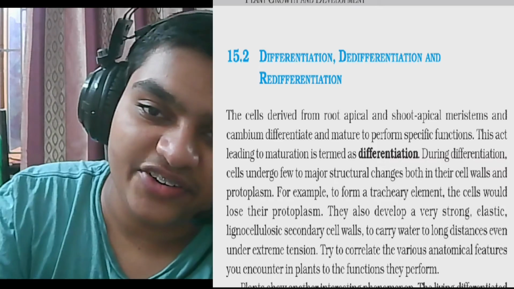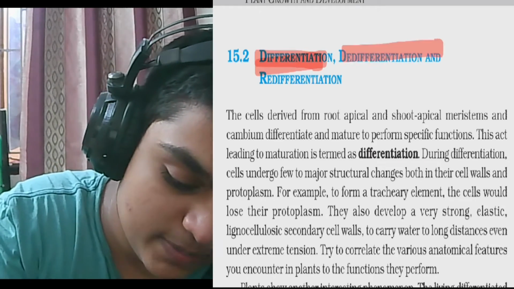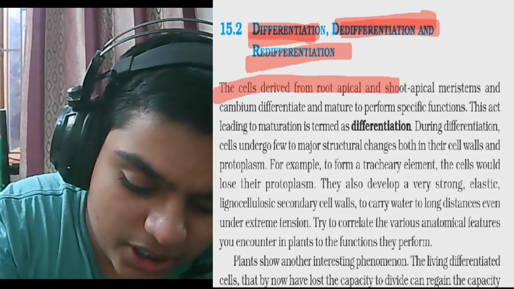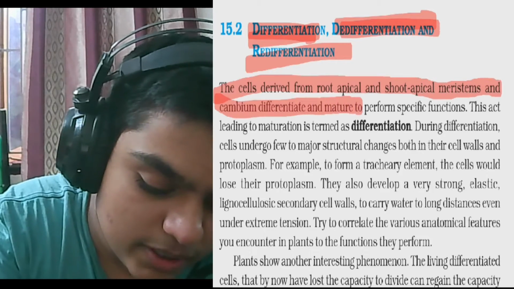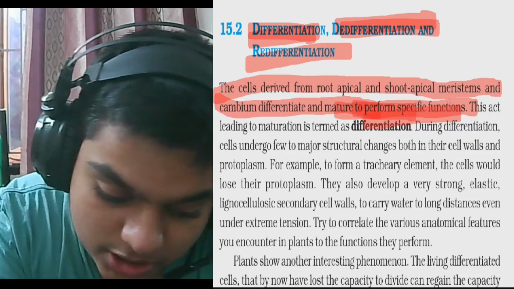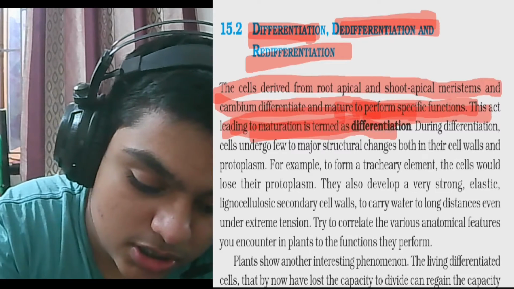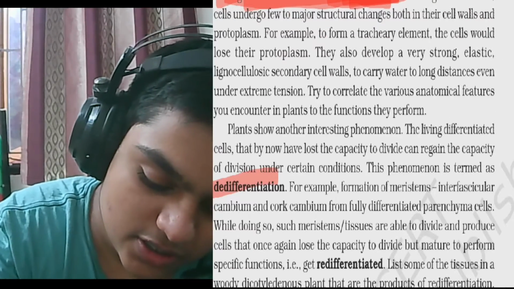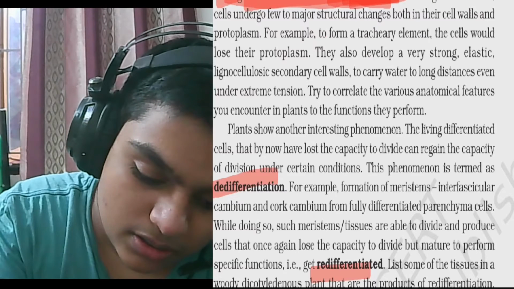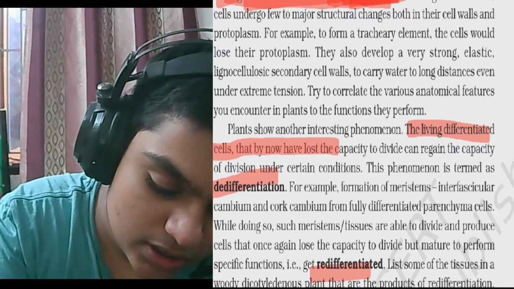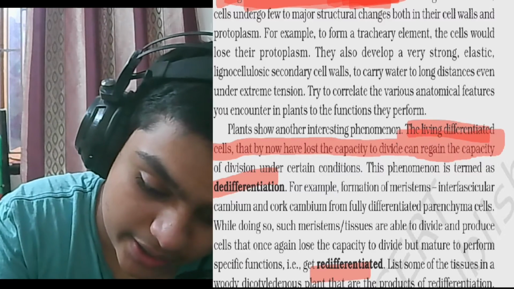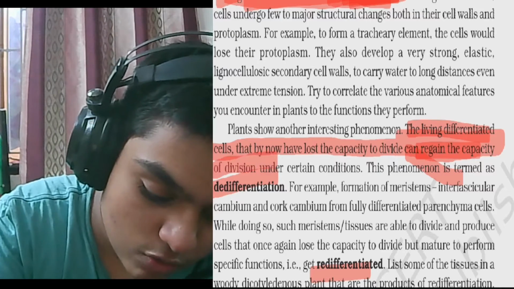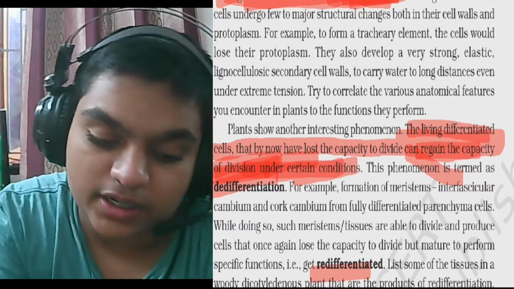Let's discuss differentiation. We have two types: dedifferentiation and redifferentiation. The cells derived from root apical meristem, shoot apical meristem and vascular cambium differentiate and mature to perform special functions. This maturation is termed differentiation. It is of two types: dedifferentiation and redifferentiation. The living differentiated cells that have lost the capacity to divide can regain the capacity of division under certain conditions.